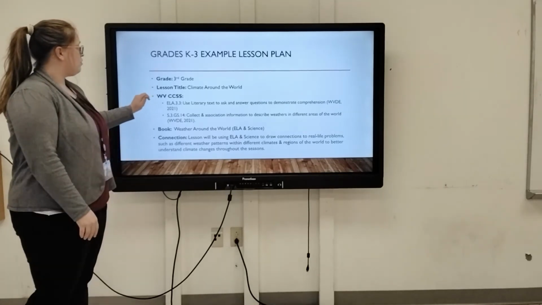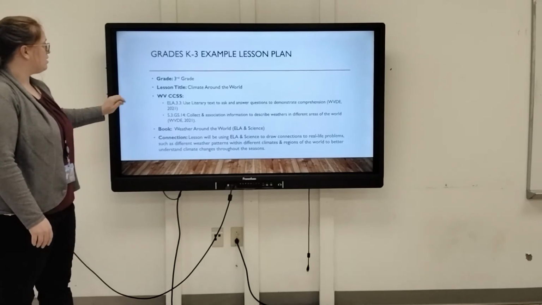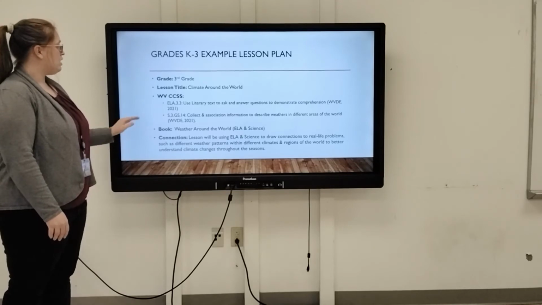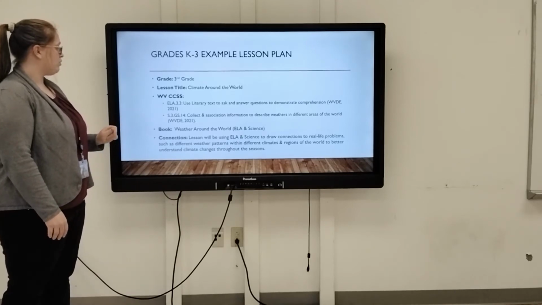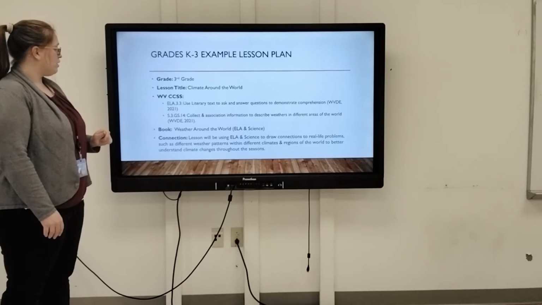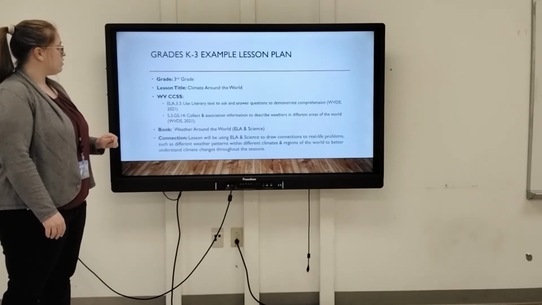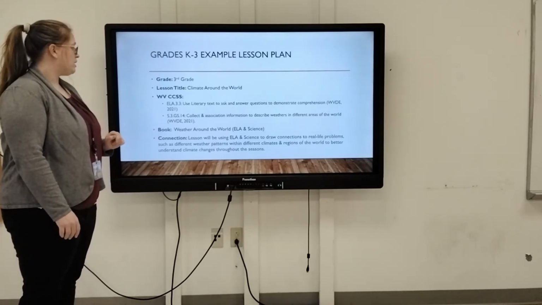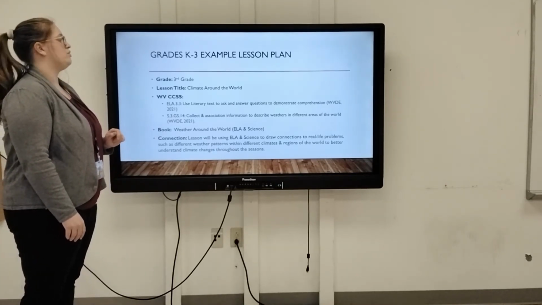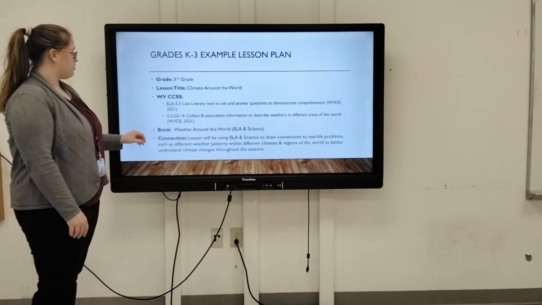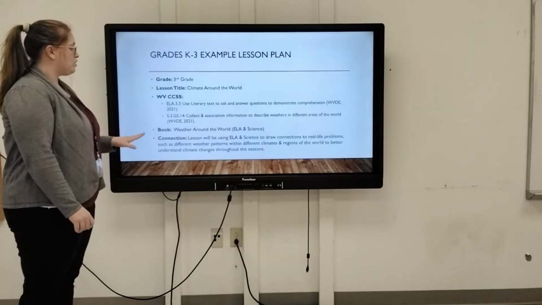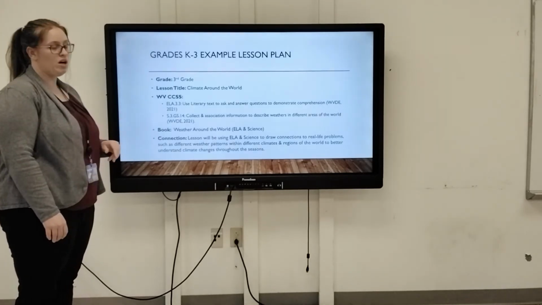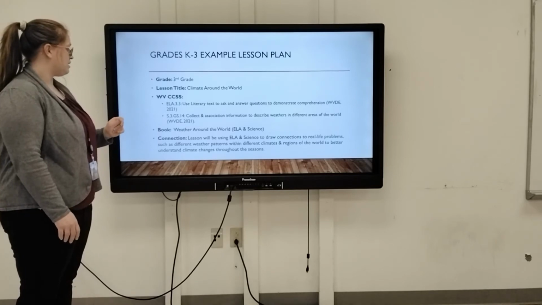Grades K through 3, an example lesson plan. An example of cross-curricular lesson planning is this. The grade I've chosen is grade 3. The lesson title is A Climate Around the World, and the content standards are ELA.3.3 and S.3.GS.14. For this, students are using a literary text to answer questions and demonstrate comprehension while collecting and associating information to describe weathers in different areas of the world. And the book I've chosen for this is Weather Around the World, which integrates both science and English language arts. Students make a better connection of real-life problems around the world through this lesson.